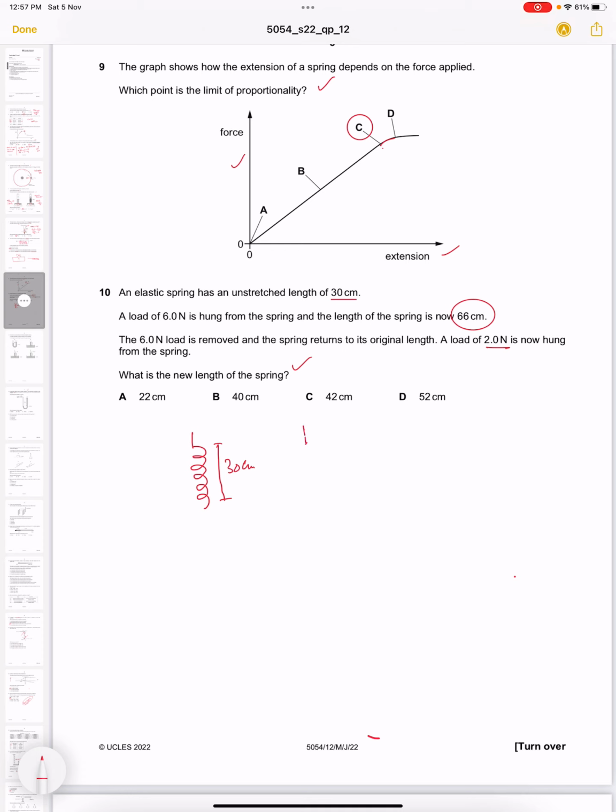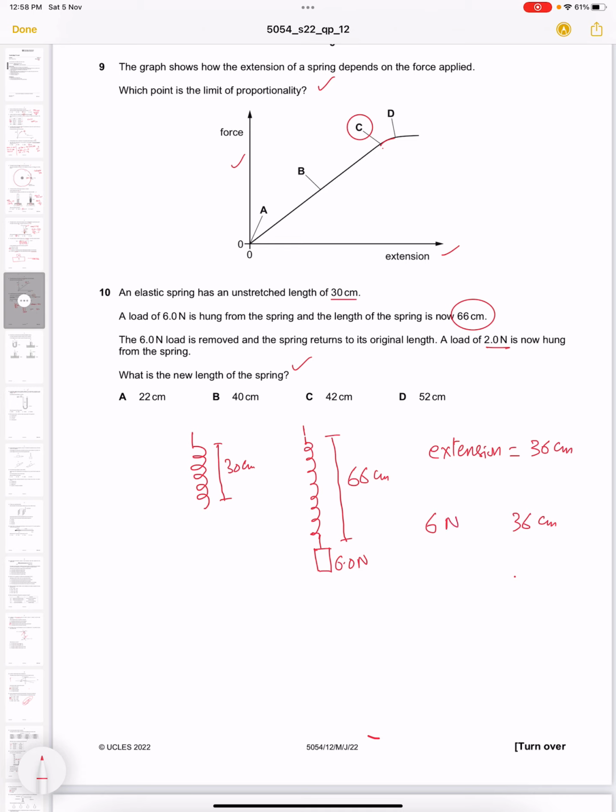When we have suspended a load of 6 Newton, its length becomes, the total length of spring is 66 centimeter. So it means extension is 66 minus 30, that will be 36 centimeter. So by the load of 6 Newton, the extension is 36 centimeter.